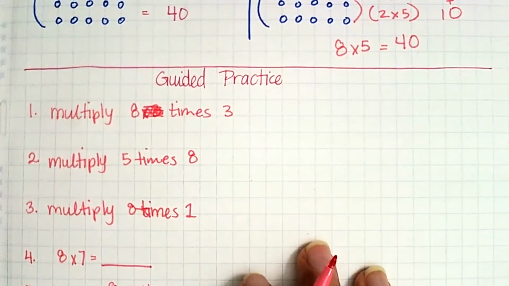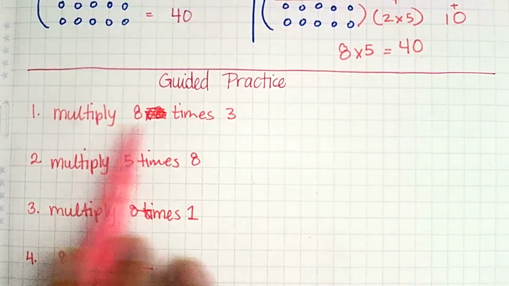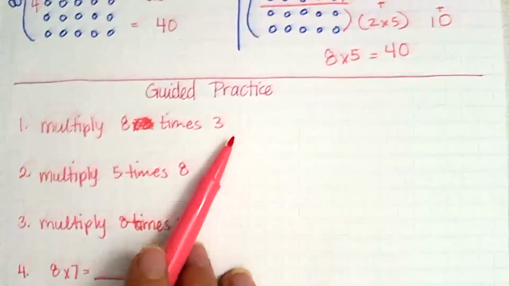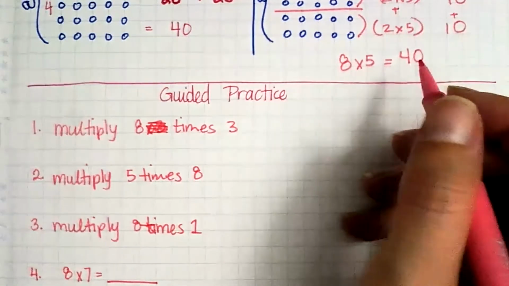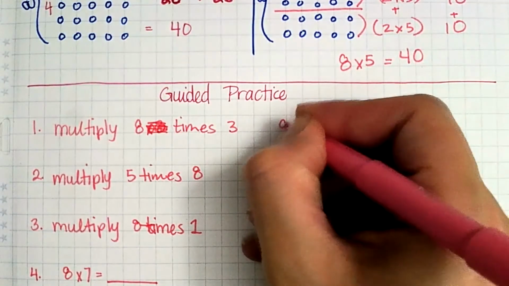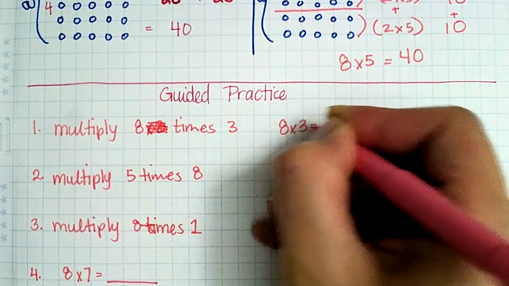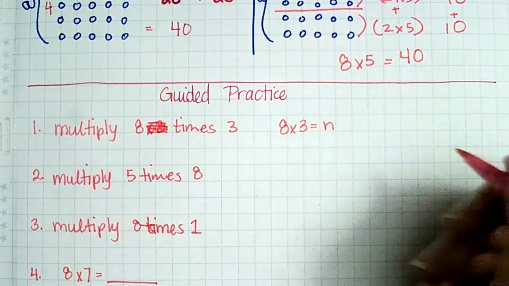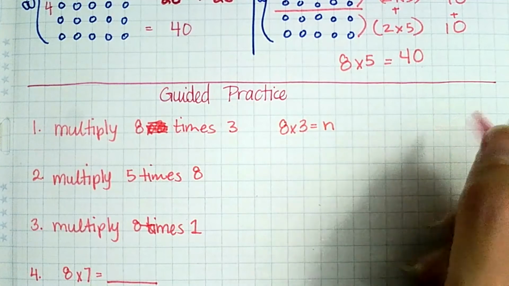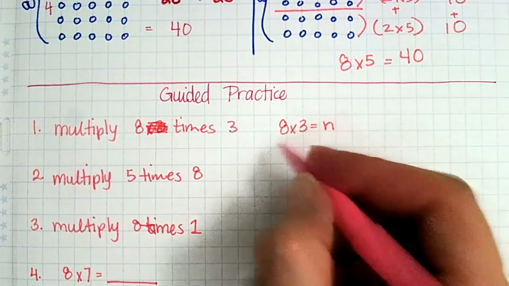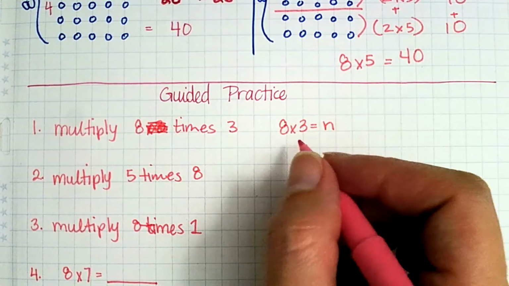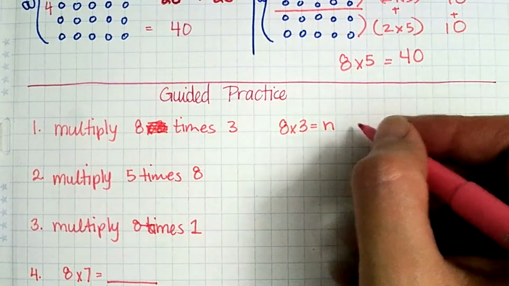Now, for our guided practice, for numbers 1, 2, and 3, it says write a multiplication equation for these and then solve. So it told us multiply 8 times 3. So I can write 8 times 3 equals n, a number, and I don't know what that is. Now I can split this again into 2 groups of 4 if I want to. I know 4 times 3.